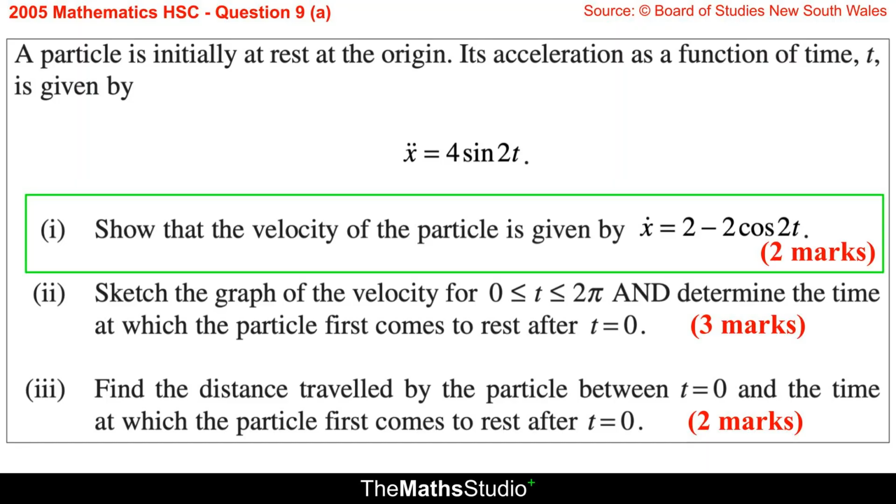Question 9, Part A. A particle is initially at rest at the origin. Its acceleration as a function of time, t, is given by x double dot equals 4 sine 2t. Part 1. Show that the velocity of the particle is given by x dot equals 2 minus 2 cos 2t.